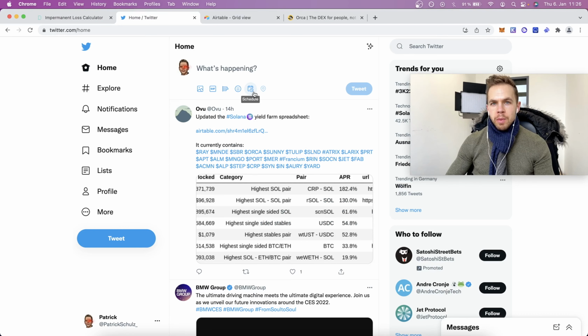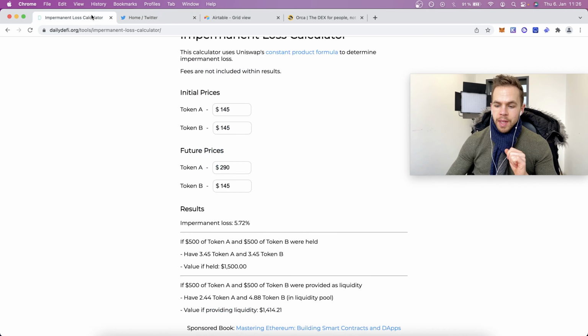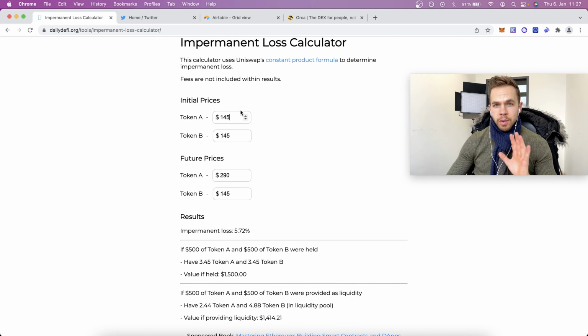Before we dive in, I will give you a real quick explanation about how impermanent loss actually works. So let's imagine that we put in, let's say, 1 SOL into a liquidity pool. And as a quick reminder, we just have to put in the same amount of SOL as USDC. So we will start with $145 worth of SOL, which is roughly the price right now, and $145 worth of USDC.